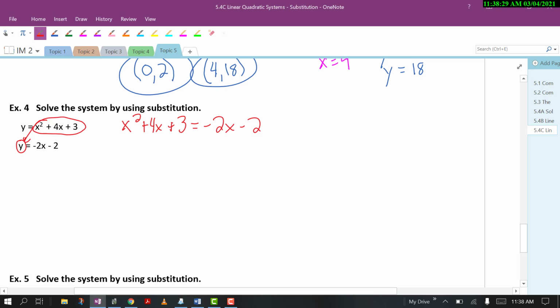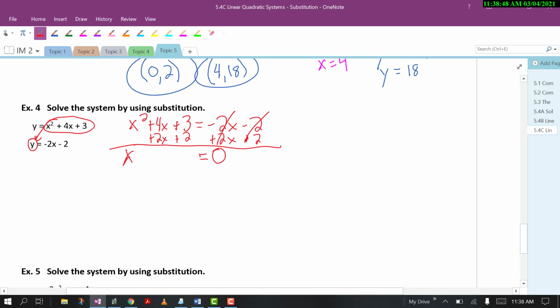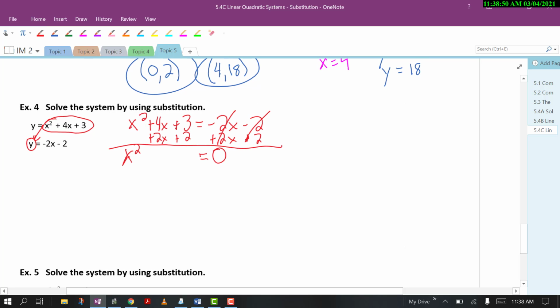All right, kind of looks okay, but we need to get everything on one side. So we're going to add 2x, cancels out there, and we're going to add 2, cancels out there. So that's what we want, 1 is equal to 0. So x squared is still just x squared. 4x and 2x gives us 6x. And of course, 3 plus 2 is 5.